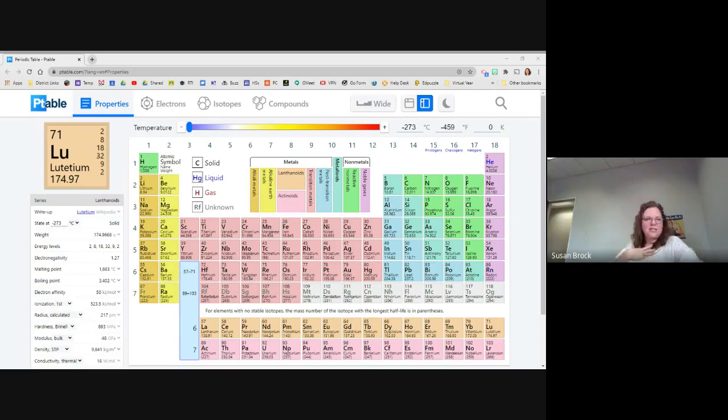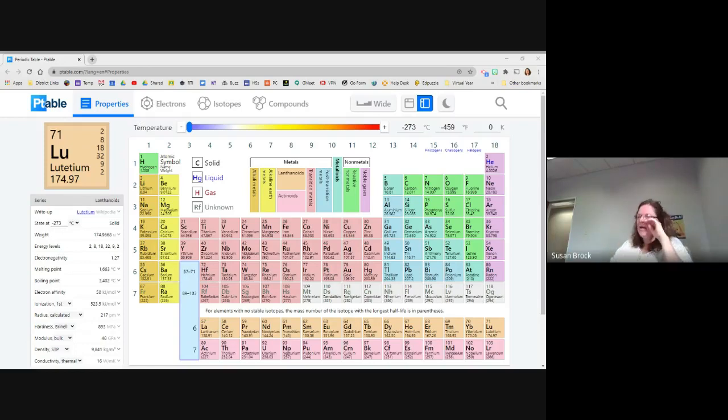Now, back in the Stone Ages, when I was in school, they used to call the groups, the up and down, the columns, they used to call them families. And I like that better than we call them groups now, because family means you got something in common with it, right? Your family, you might look like your family or you might act like your family. Okay, and that's what the elements do in the groups. They act like one another. They have characteristics that are the same. And that's why they're all grouped together, right?